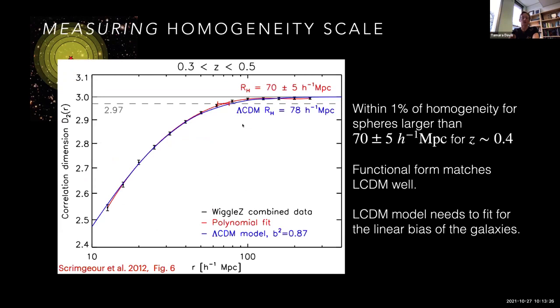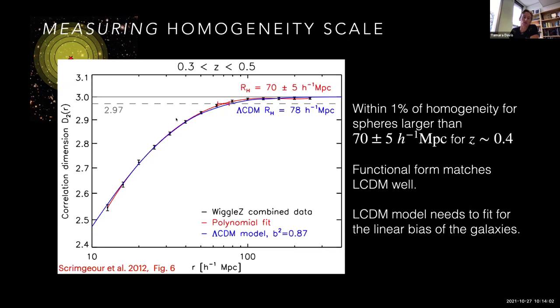So this is an example of one of the redshift slices and the measurement that Morag made. The black points are the data, and you can see that in this case, the homogeneity scale was measured to be 70 plus or minus 5 h inverse megaparsecs. The red line is the polynomial fit. The blue line is a lambda CDM model in which the homogeneity scale would have been predicted to be 78 h inverse megaparsecs.